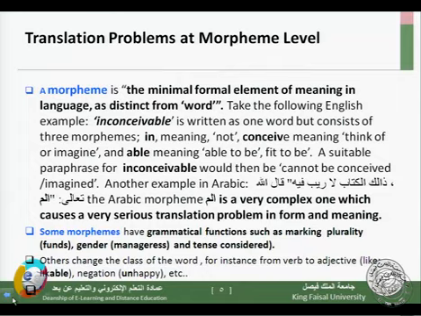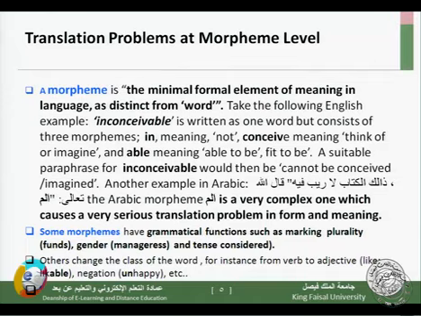Now, I'll give you an example. Now take for instance the following English example. Okay? Look at it here. We have inconceivable. Inconceivable is written as one word. But how many morphemes does it consist of? Just guess before I explain to you.